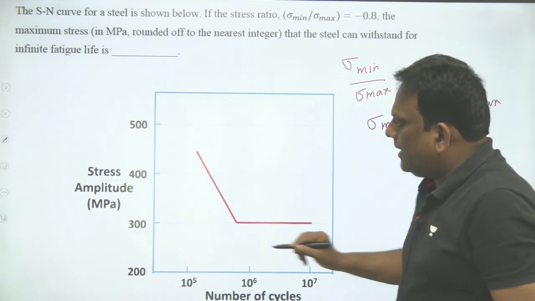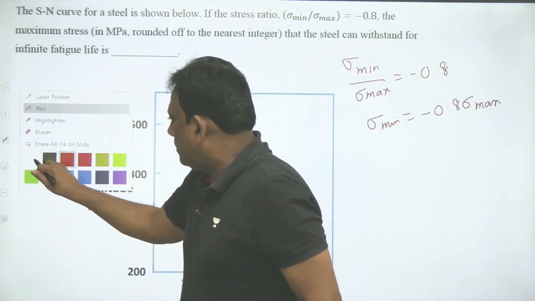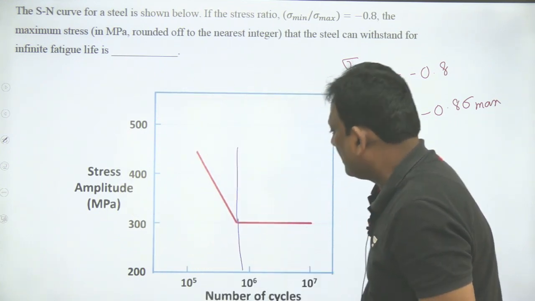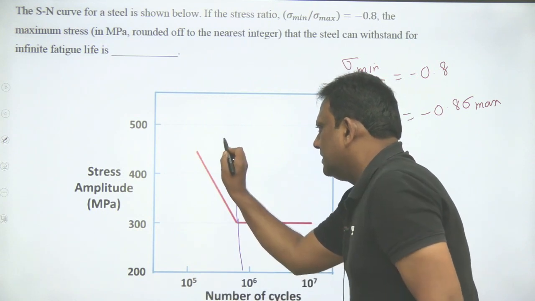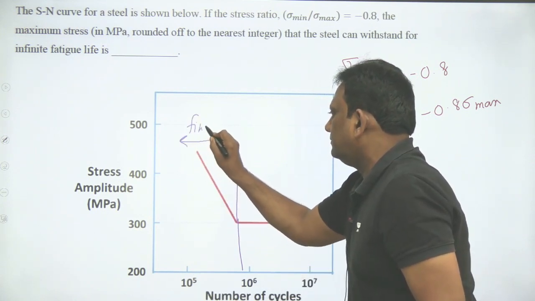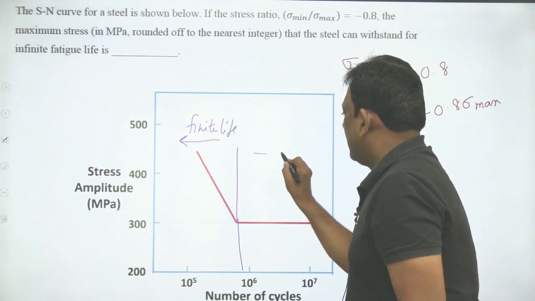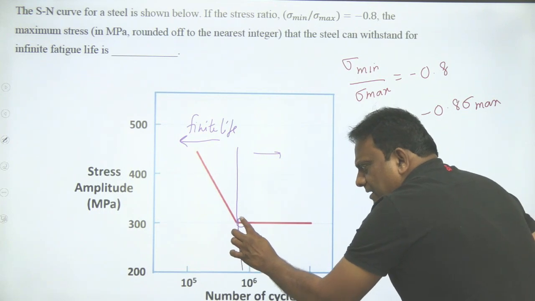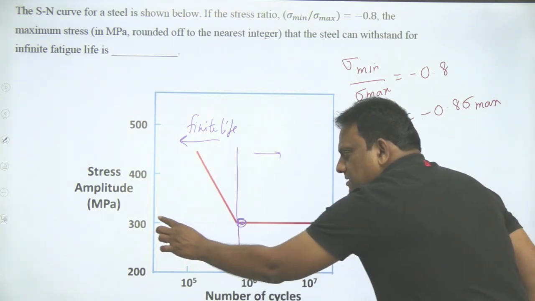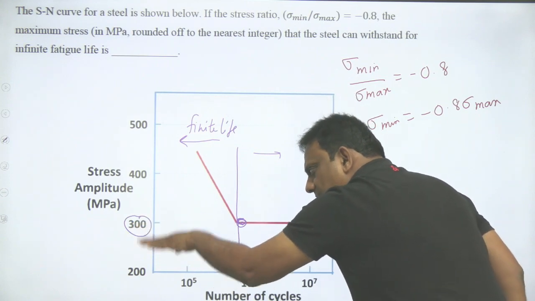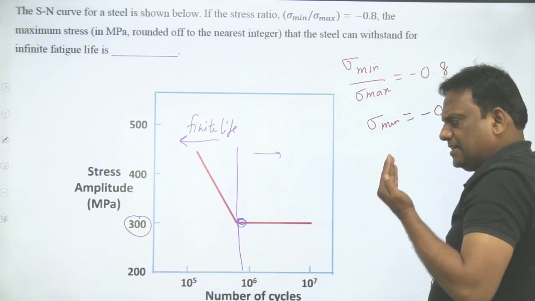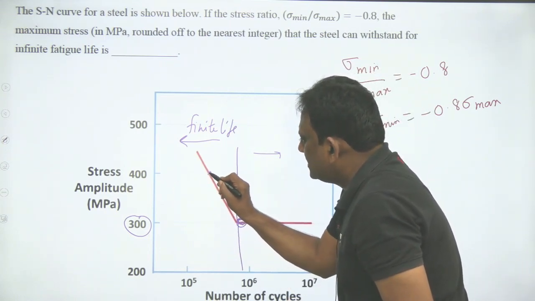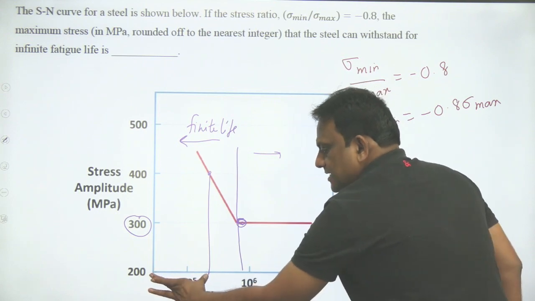One more thing, my dear students, if you observe clearly: on the left side, this is finite life, and on the right side, it can go for infinite cycles. For infinite life, what is the stress? 300. If it is 300 or less, it can go for an infinite number of cycles. But if it is more than this, for example 400, the life is only these many cycles.